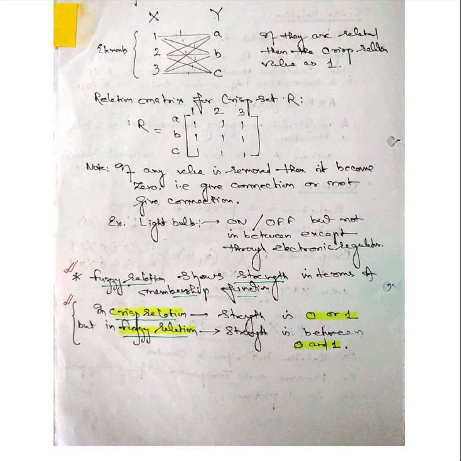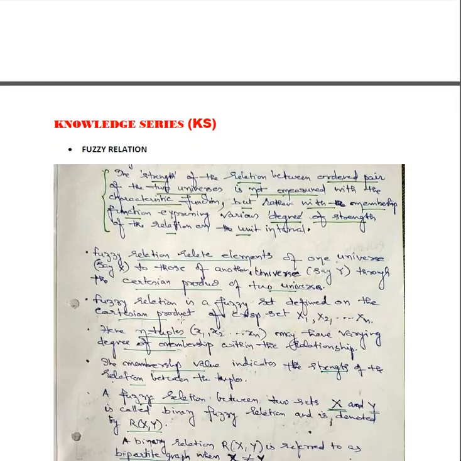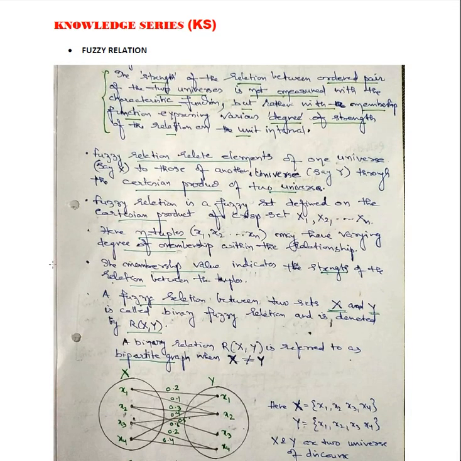Now coming to the point of a crisp relation, the strength is 0 and 1, and in the fuzzy relations it is between 0 and 1, where you will have a range of values between 0 and 1. Now coming to the fuzzy relations, I mentioned over here, fuzzy relations have a relation not only of the set element but also the membership value, so that the membership value will have a range between 0 to 1. That is what is being stated here.